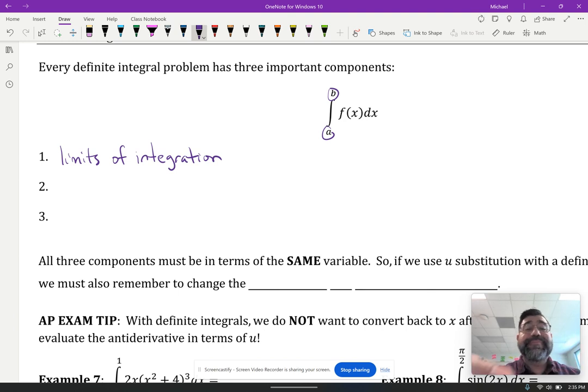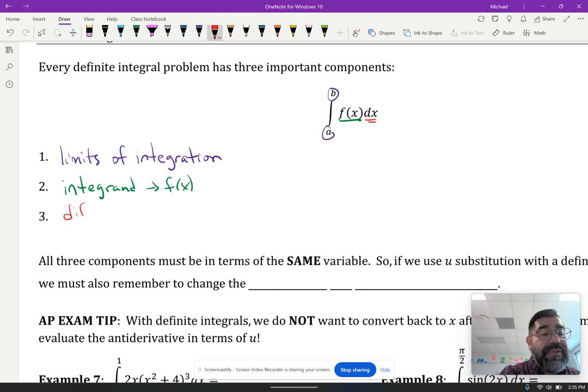The second part that's important is the integrand. The integrand tells me the function that I'm going to use to find the definite integral. And then the last part is the differential, also known as the dx. In a very basic sense, the dx tells me what variable I'm using to take the integral.